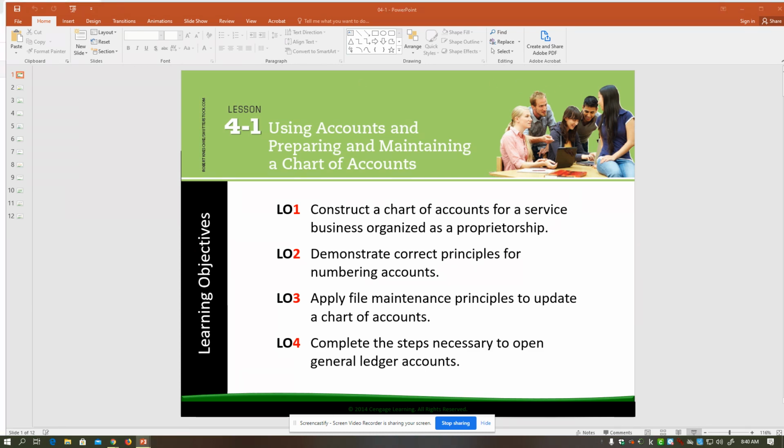Hi everyone. I wanted to go through and do a lesson over 4.1, using accounts and preparing and maintaining a chart of accounts. Our goals are to construct a chart of accounts, demonstrate correct principles for how to number accounts, to apply file maintenance, to update the chart of accounts, and to open new general ledger accounts.